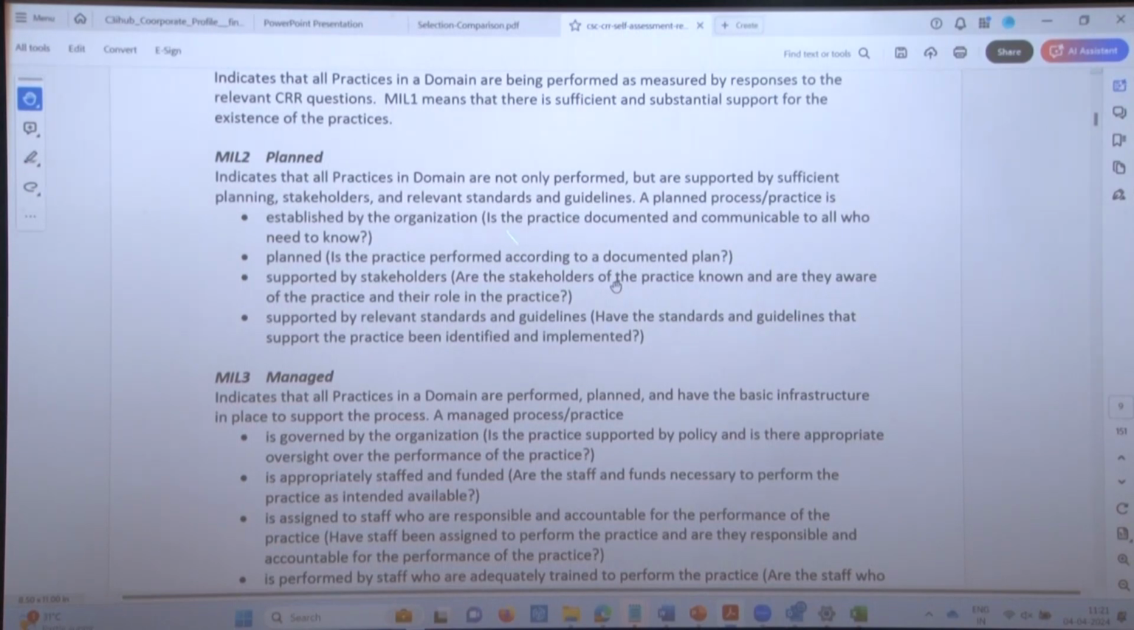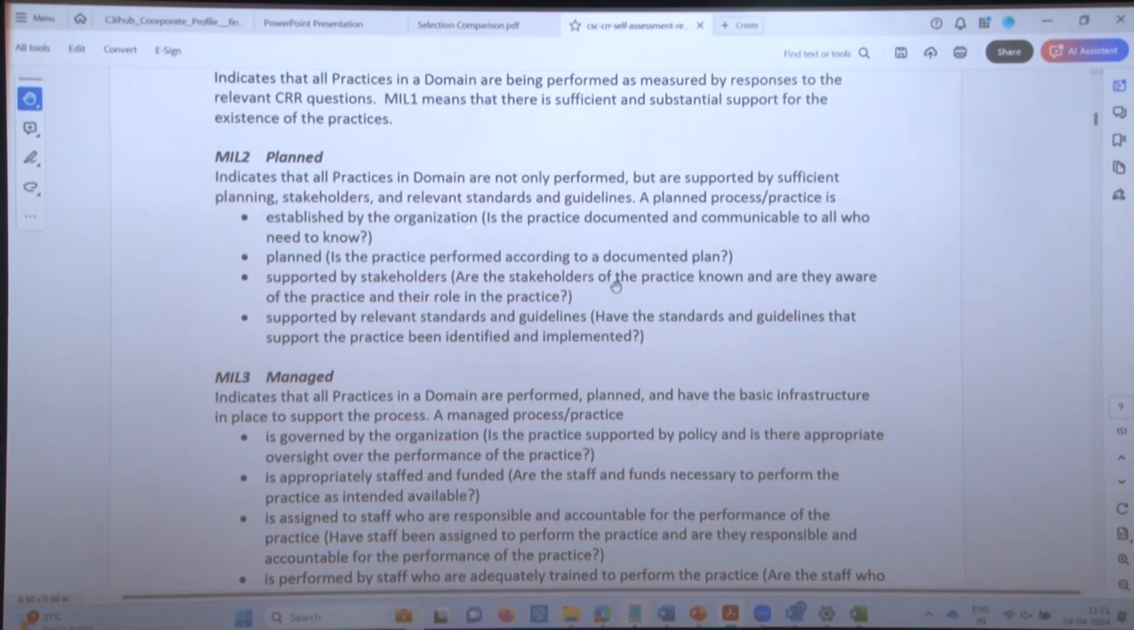Unless it is documented and communicable, you cannot replicate it elsewhere, because then you have to bring the actual person who is doing it in one place to another place and ask him to work again from scratch to bring that place to the same maturity level. That is not practical, right? So I have to make sure it is documented and communicable, so it can be replicated elsewhere. Then we are asking whether there is a plan as to how the practice is performed.